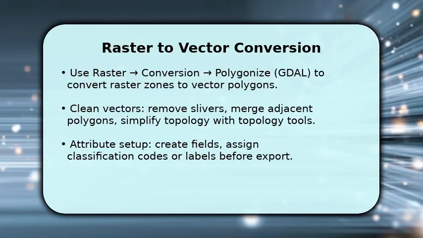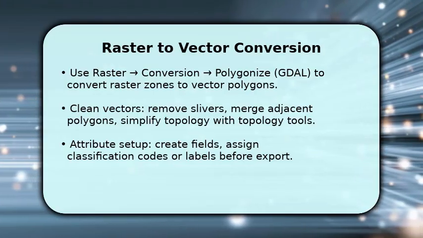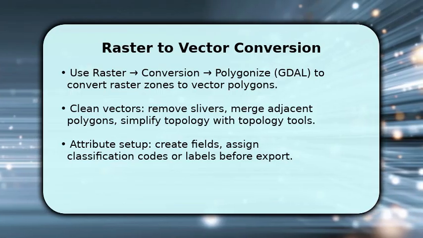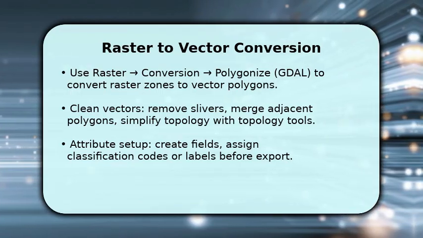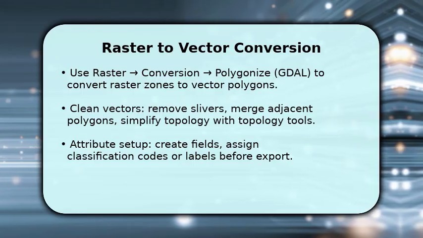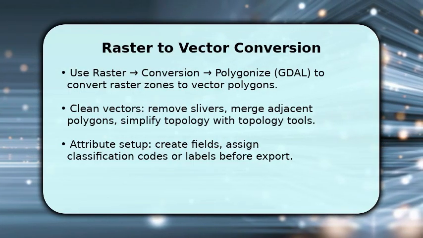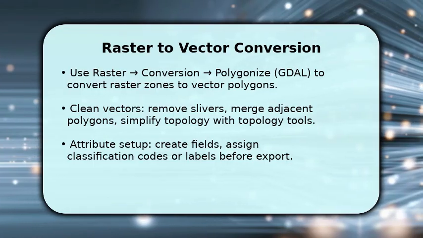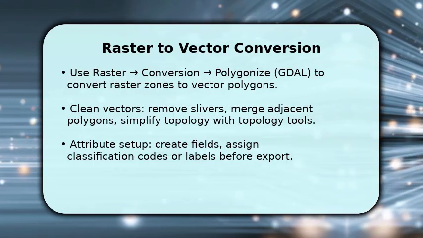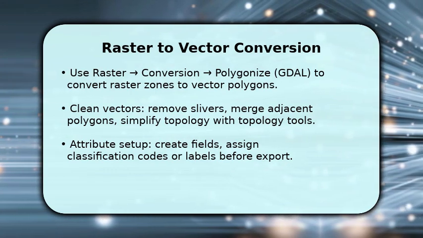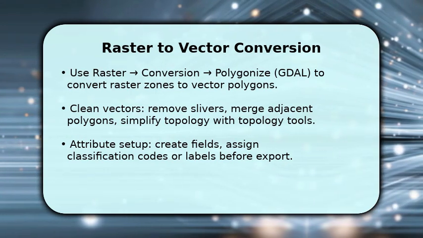Now convert the georeferenced raster into vector features. Use Raster > Conversion > Polygonize (GDAL) to turn contiguous pixel zones into polygons. This preserves shapes and categories from your raster. Once polygons exist, clean them, remove tiny slivers, merge adjacent polygons where appropriate, and run topology checks to fix overlaps or gaps. These steps ensure a valid shapefile.